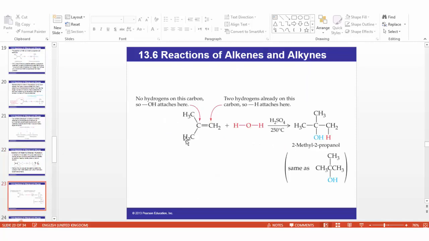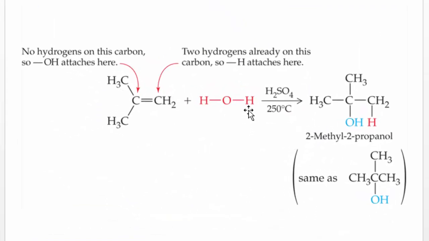Now, Markovnikov's rule can be used to predict the product when water adds to an unsymmetrically substituted alkene. Again, suppose water dissociates into H plus and OH minus. According to Markovnikov's rule, H plus must be added to this carbon because this carbon has two hydrogens. So H will be added here, and OH will be added here because there are no hydrogens at all. So this is the product that is produced, 2-methyl-2-propanol.